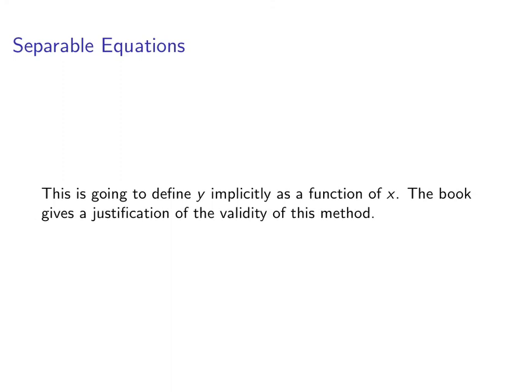And the book is going to give a justification of the validity of this method. By the way, when we say it defines it implicitly, that means we don't necessarily have y equals some function of x. Sometimes we can solve for y, sometimes we can't. And we'll see a couple of different examples. Okay, that's all for now.